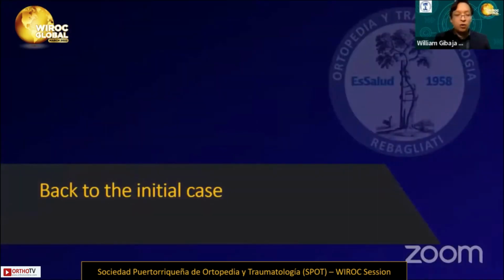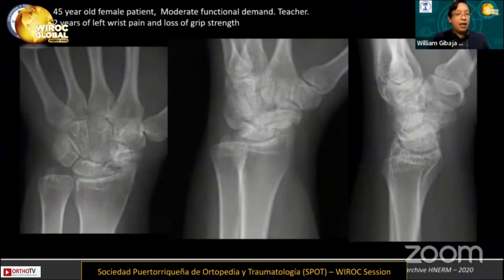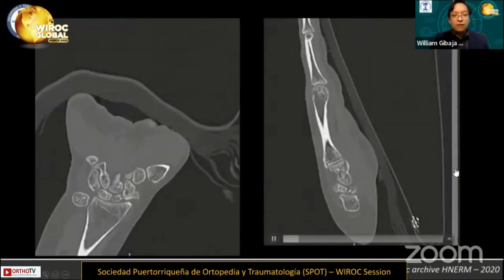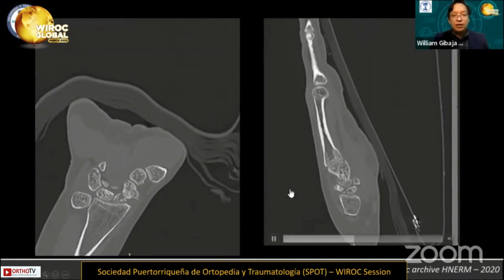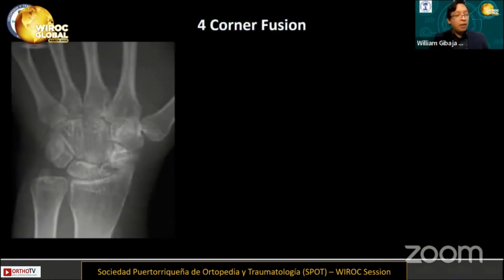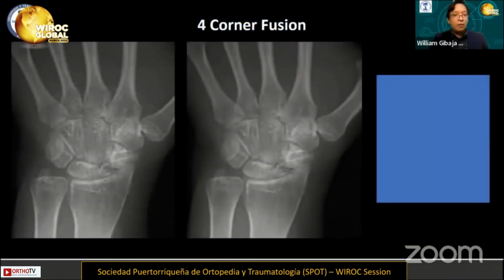So back to our initial case, this is the patient that I was introducing to you at the beginning of this lecture. If we see the CT scans, we find some periscaphoid abnormalities. We can classify this as stage 2, and based on the patient's demands, we plan for a four-corner fusion. This includes resection of the scaphoid. It can be with or without denervation.